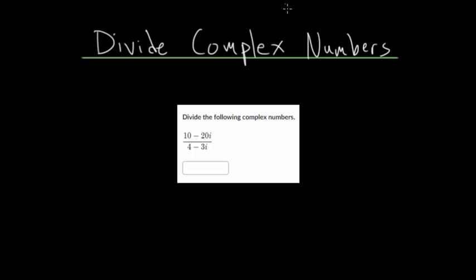In this video, I'd like to talk about how to divide complex numbers. You can see this example problem here, an expression where you have one complex number divided by another. And we want to get an answer that is a complex number, so we want some real number plus some imaginary part. Let me rewrite that just a little bit more explicitly.